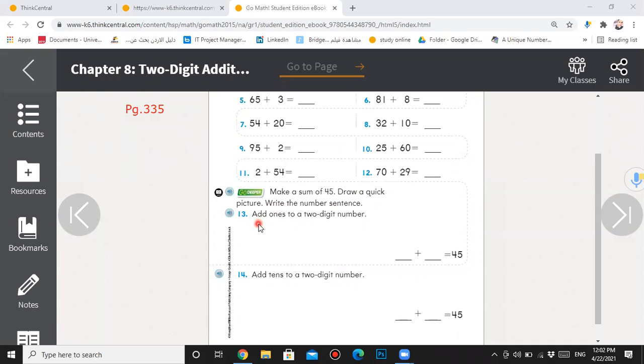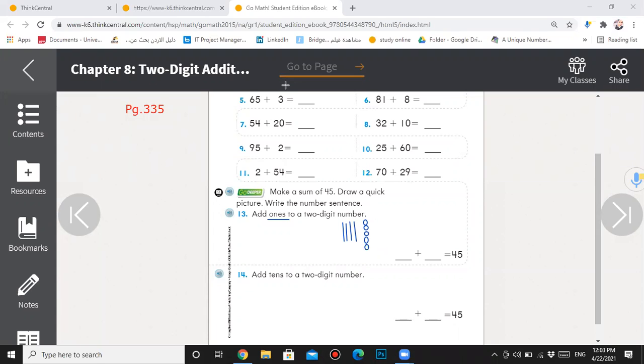Add. First of all, add ones. So we're going to add ones to a two-digit number. The sum is 45. 1, 2, 3, 4 tens and 5 ones.